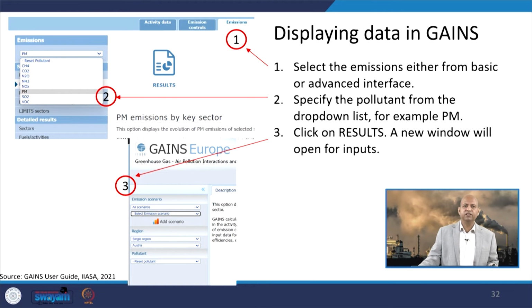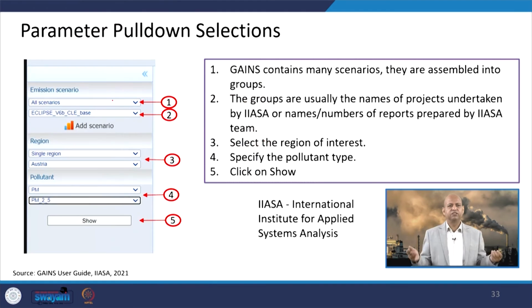When we talk about how this data is displayed, as we have discussed, you can select emissions from either the basic or advanced interface. Then there are different pollutants like NOx or PM, so you can specify the pollutant for which you want to calculate emissions. Let us say for particulate matter, you click particulate matter; if you want SO2, you click SO2. You select accordingly in this second step. The third is the results. When we click, the results will be there.